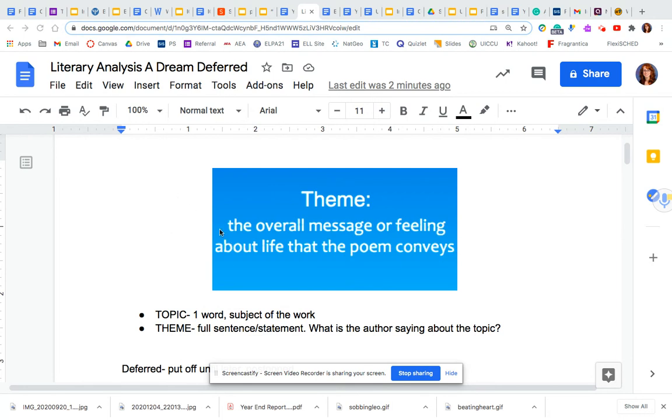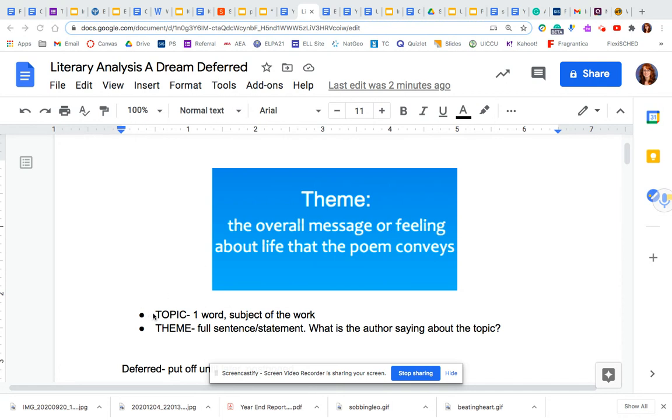Theme is the overall message or feeling about life that a poem conveys. So the theme is the big message, what the author wants you to understand about life. When you're getting to theme, you always start with a topic and then transition to theme.